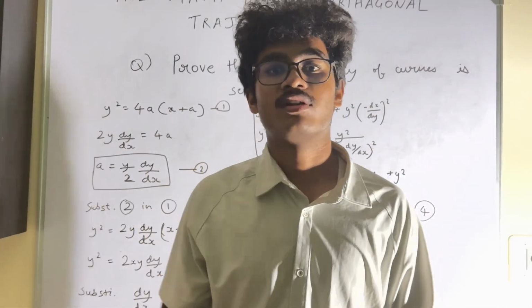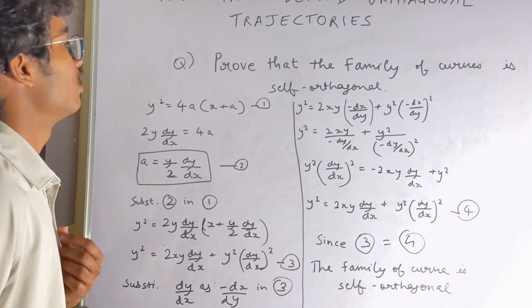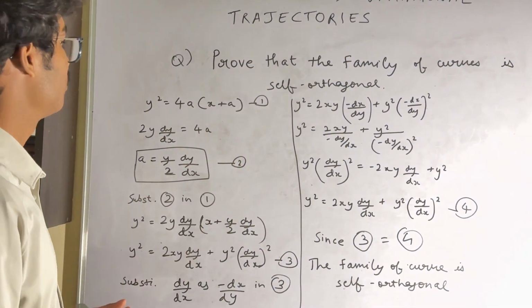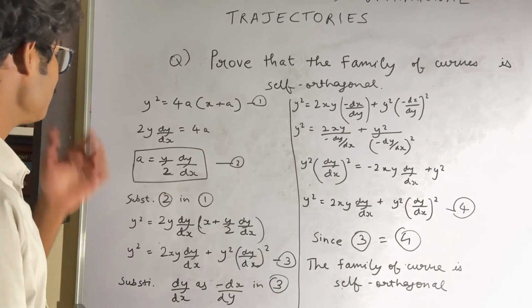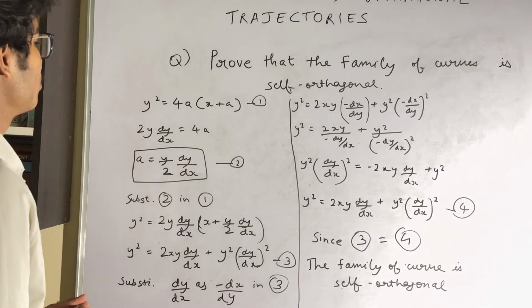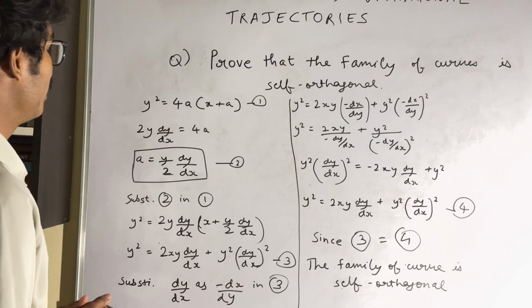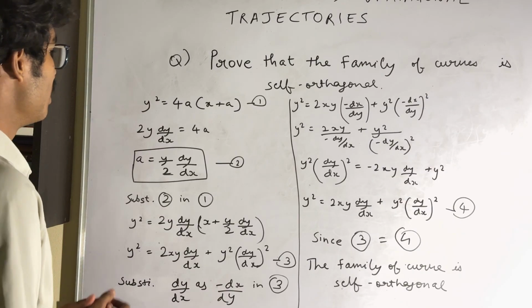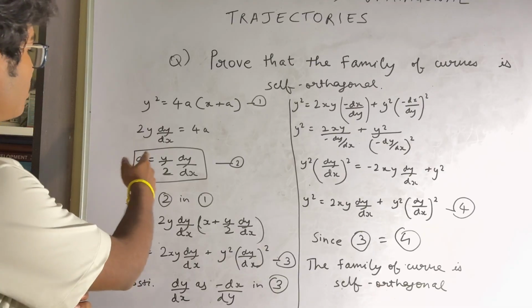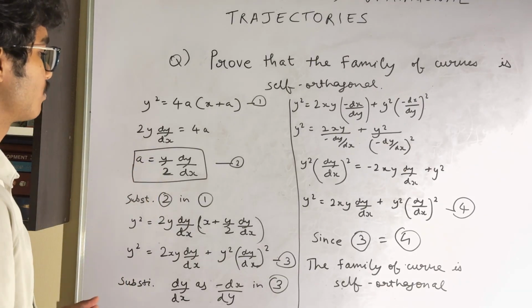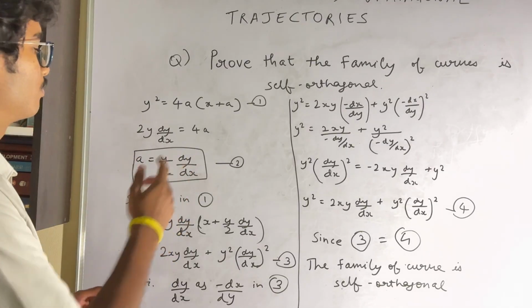Let's take an example to understand better. Prove that the given family of curves y square is equal to 4a into x plus a is self-orthogonal. We differentiate this with respect to x and we get 2y dy by dx is equal to 4a. Since there is a constant, we write it in terms of x and y. We get a is equal to y by 2 into dy by dx. This is taken as equation 2.